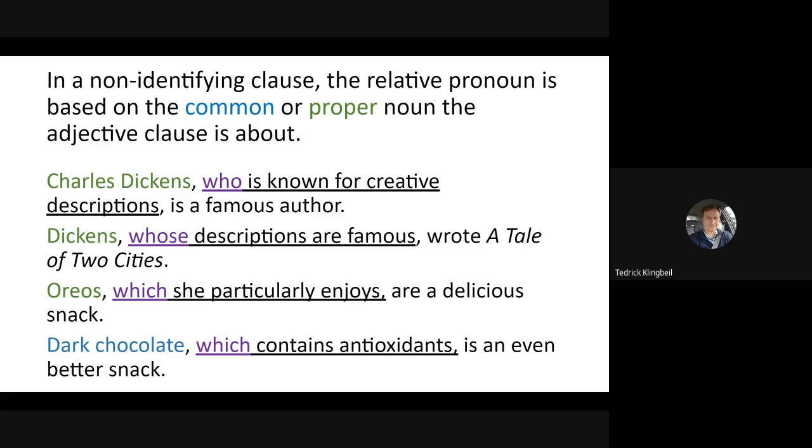Now, Oreos, which she particularly enjoys, are a delicious snack. Okay? Oreos is a thing, so we'll use which with Oreos. Dark chocolate, which contains antioxidants, is an even better snack. So dark chocolate, again, is a thing, so we'll use the word which with it. You could also use the word that with Oreos and dark chocolate. Which and that are basically interchangeable.